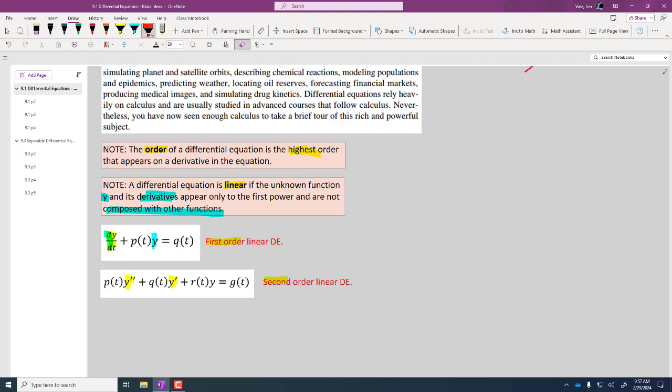Now, that's the same case down here. We've got the y double prime there. We've got the y prime there. So we've got that one, we've got that one, and we've got that one. And they're not squared, they're not square rooted or anything funny. So that is linear.